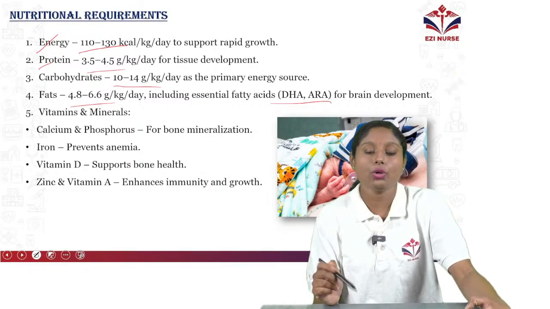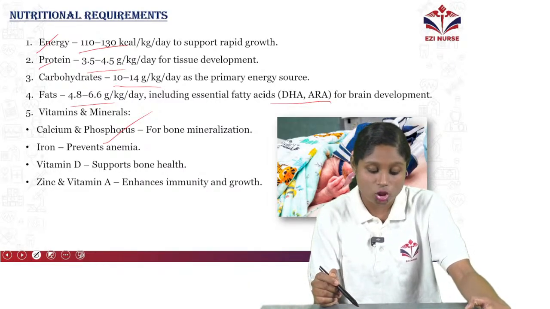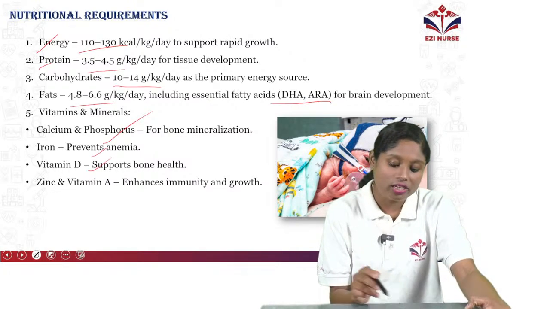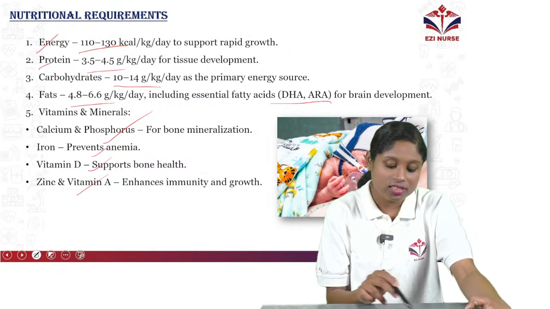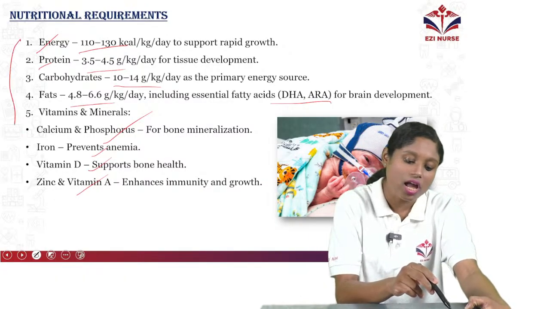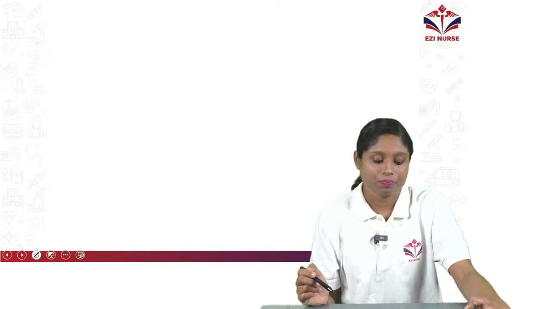Coming to the micronutrients, vitamins and minerals, they need calcium and phosphorus for bone mineralization, iron to prevent anemia, vitamin D to support bone health, zinc and vitamin A for enhancing immunity and growth. So this is the overall nutritional requirement of a premature baby.